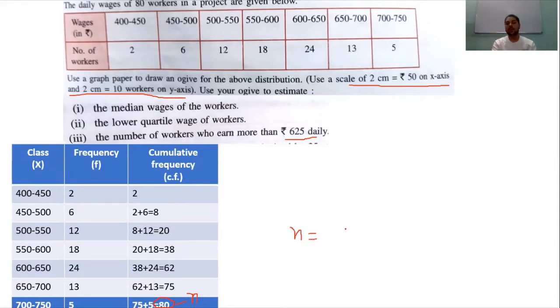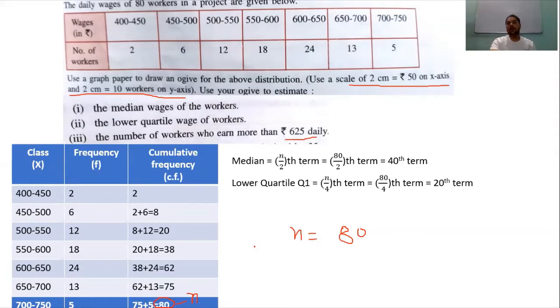After finding the cumulative frequency, we have n equal to 80. Since n is even, what will be the median? Median will be the n by 2th term, which is the 40th term. Then the lower quartile, the second part that we have to calculate, will be the n by 4th term, that means 80 by 4, which is the 20th term here.